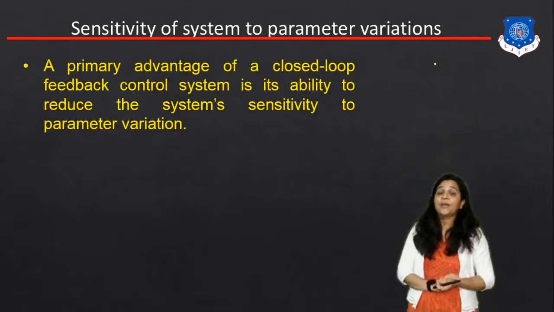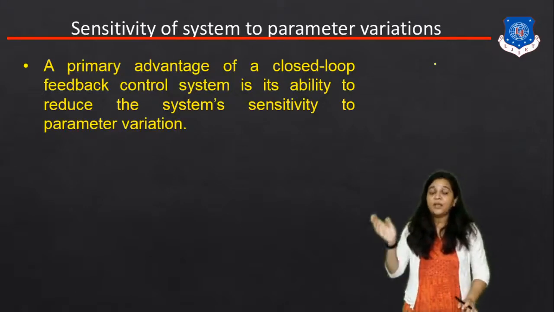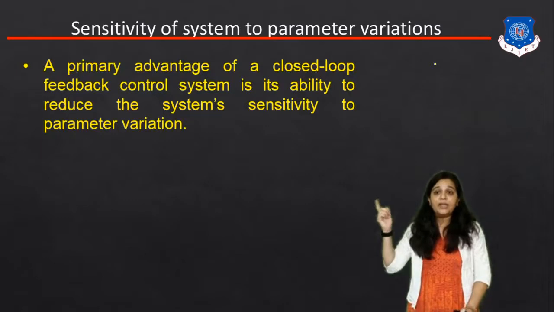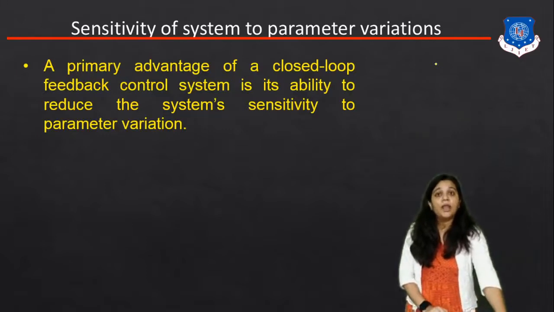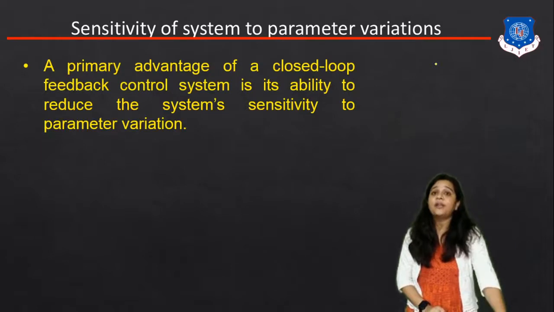What is the primary advantage of using the closed loop system? The primary advantage of a closed loop feedback control system is its ability to reduce the system sensitivity to parameter variation. Because in the closed loop system, as we discussed earlier, we use a feedback element, and using this feedback element we can check the error generated in the system, change the parameter value and minimize the error.